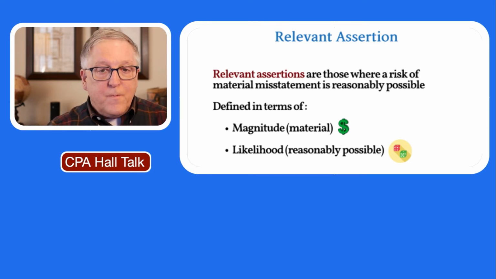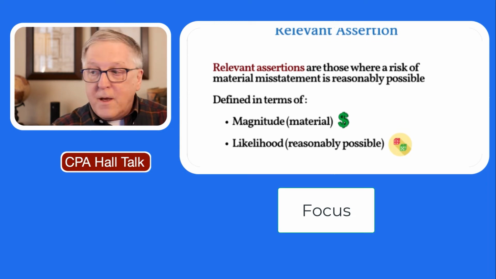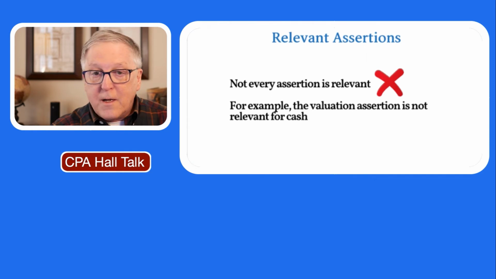Now, as you determine the relevant assertions, you're trying to determine where you should focus your energies. It's not like you and I have an unlimited budget to perform an audit. We don't have thousands of hours to do an audit. We might have 200 or 300 hours. And so in that audit budget time, we want to focus on the areas that are relevant. And that's why this is so important as you plan your audit engagements.